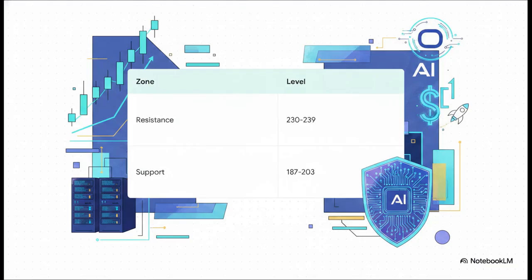So, let's map out Oracle's specific technical levels. We're looking at a support zone firmly between 187 and 203, with the resistance zone up at 230 to 239. On a fundamental level, confidence in Oracle's data center revenue has stabilized nicely. A big driver for this is the resolution of OpenAI's legal issues, plus their upcoming IPO, that secures funding for the client and gives Oracle some really solid underlying backing.